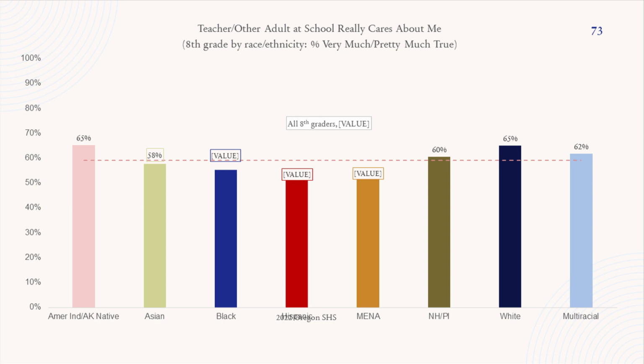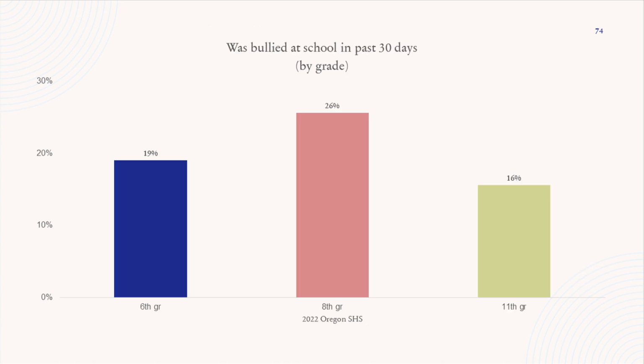For students of color, the same is also true. In this graph, we see that while 59% of 8th graders, so that's the state rate, the dashed line, agree with the statement that an adult at school really cares about them, youth who identify as Asian, Black, Hispanic, Middle Eastern, and North African are less likely to agree. Oh no, I see there's an issue on the slide. Next slide, though.